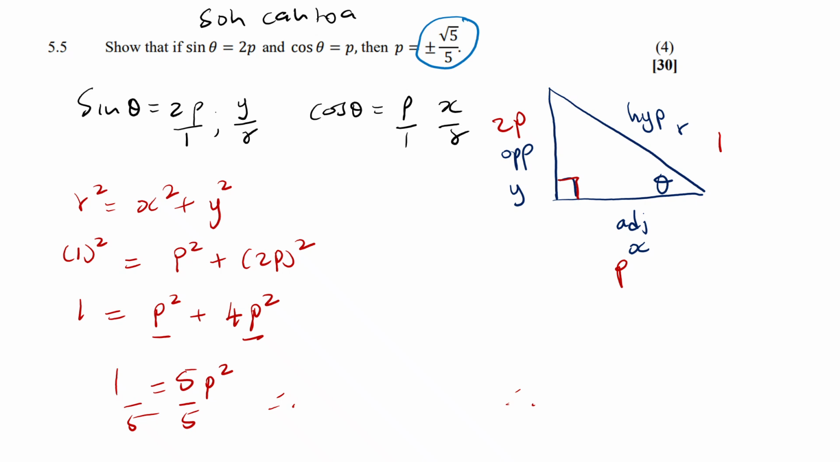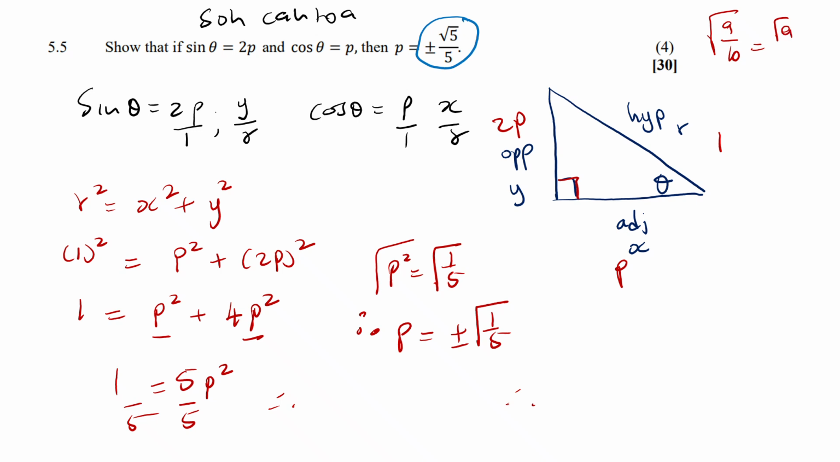So what we had is p squared, which was 1 over 5. Then we square root both sides. Therefore p is plus or minus the root of 1 over 5. Remember, if I have root a over b, this can be written as root a over root b. So I can write this as plus or minus root 1, which is 1, over root 5. This is just plus or minus 1 over root 5.